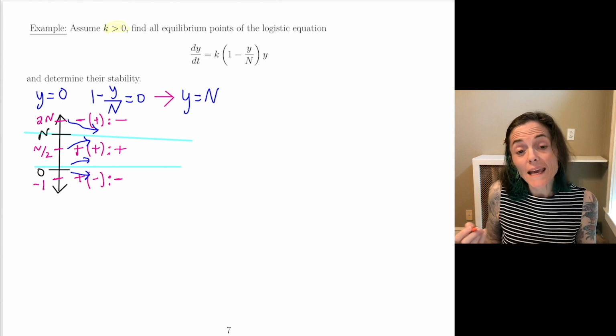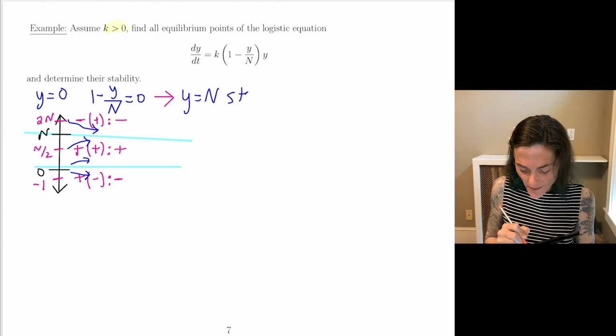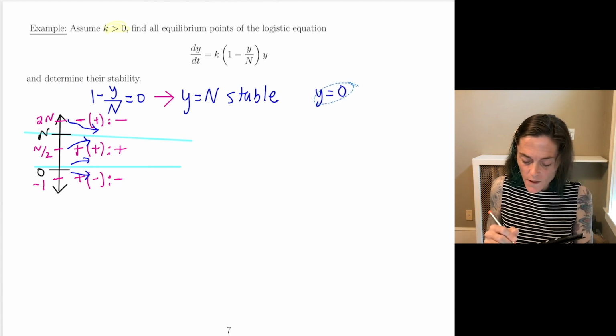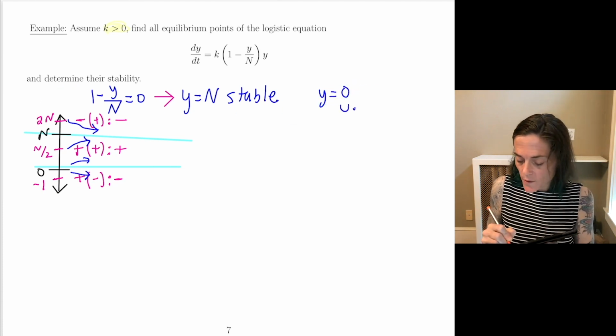You see that y equals N is stable. And maybe I will move this over here. y equals 0 is unstable.